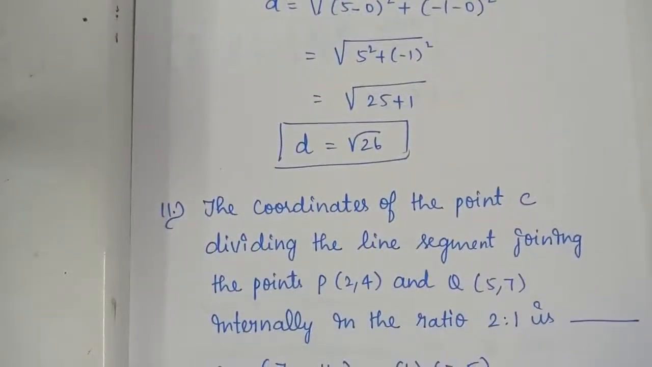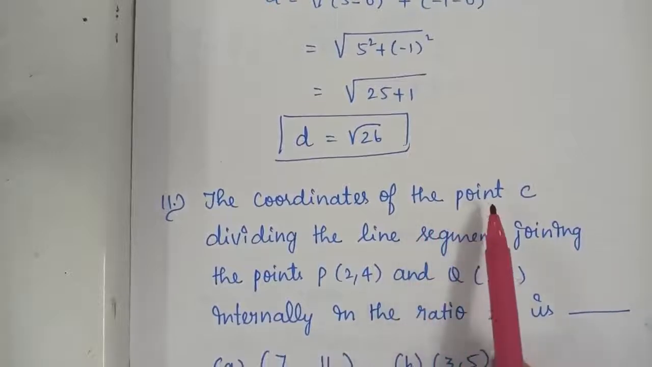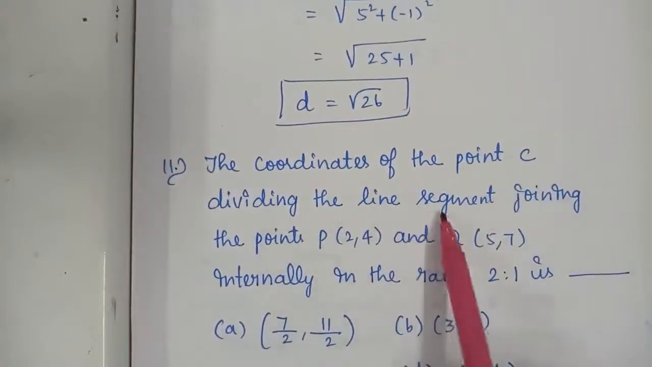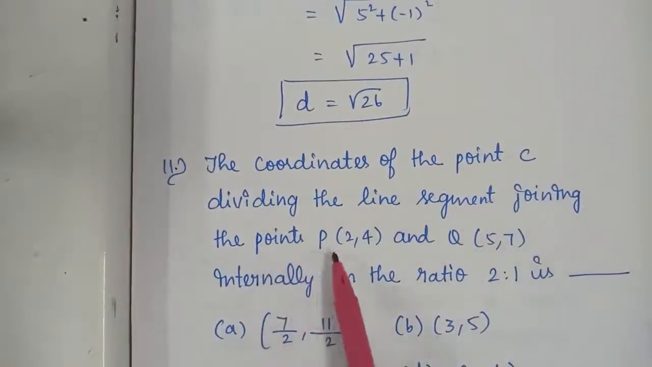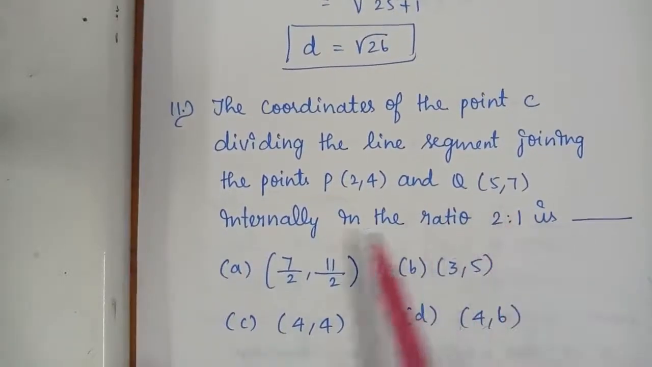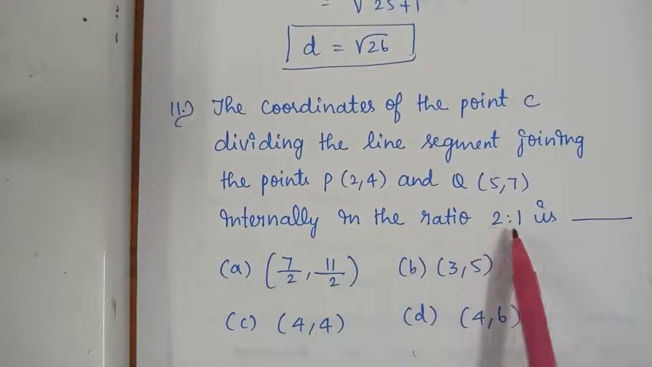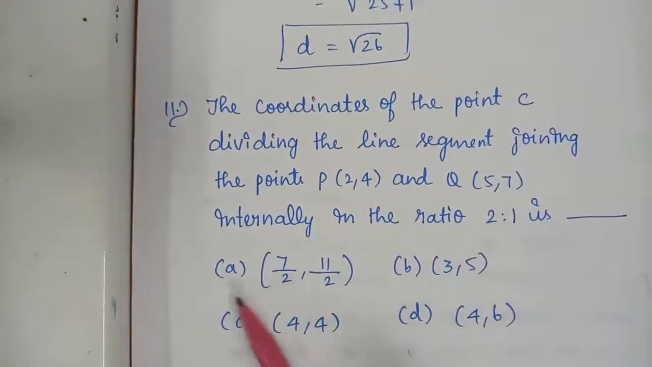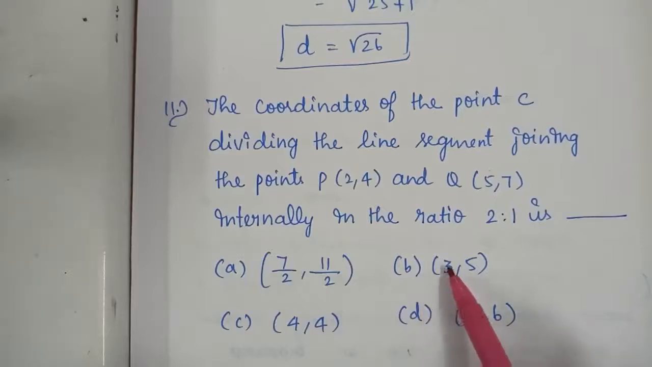Question number 11. The coordinates of the point C dividing the line segment joining the points P of 2 comma 4 and Q of 5 comma 7 internally in the ratio 2:1 is dash. Option A 7 by 2 comma 11 by 2, option B 3 comma 5, option C 4 comma 4 and option D is 4 comma 6.